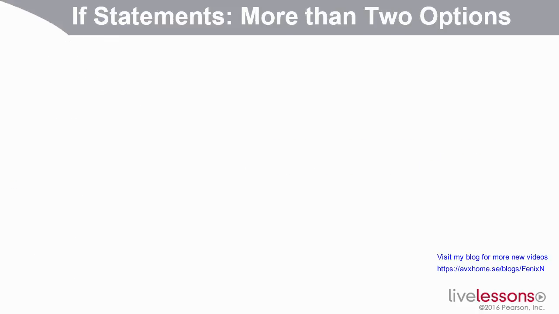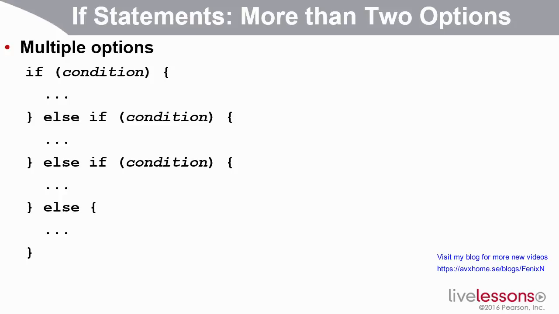Okay, and then you can have more than two sets of options by nesting if statements. So you test the first condition. If it's true, then you do the first body. If it's false, then you test a second condition. And if that's false, you test a third condition. And then typically at the end, you have an else to capture anything after that.